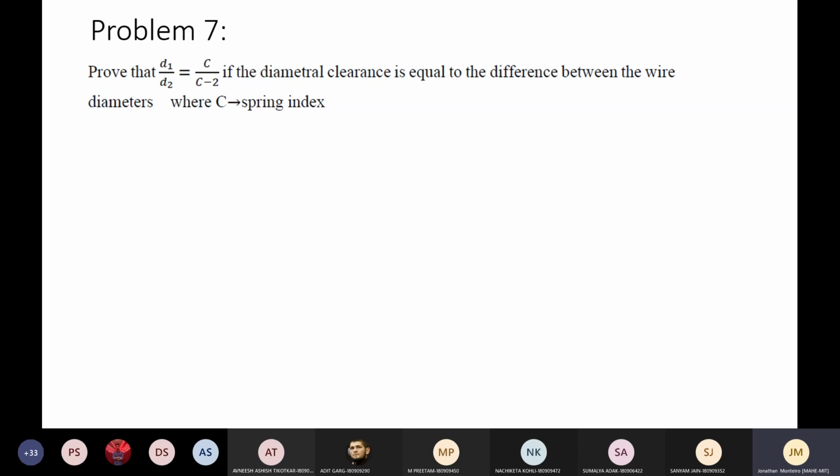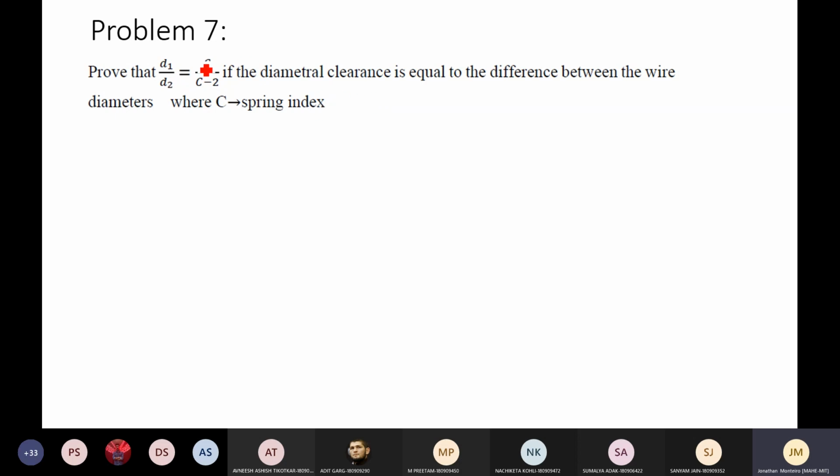Okay, so this particular proof of concept is with respect to a concentric spring. This is particularly with respect to a concentric spring that we are discussing. So let us understand here what this actually means. Of course, this is a very open statement given. You have to understand why this statement has come.